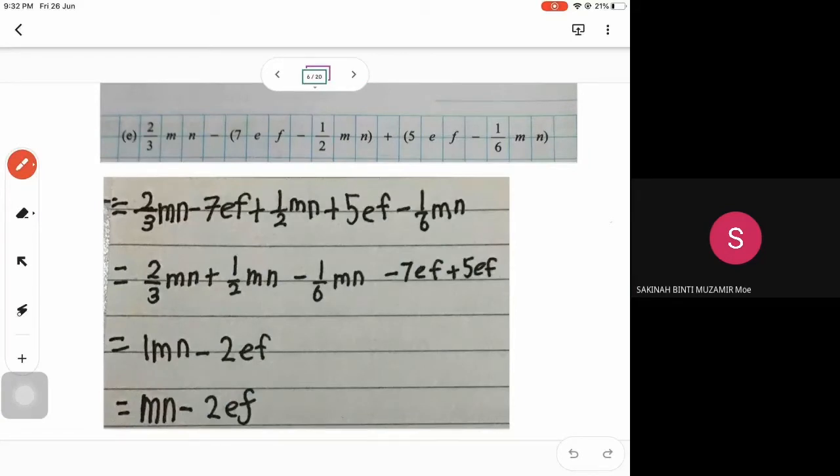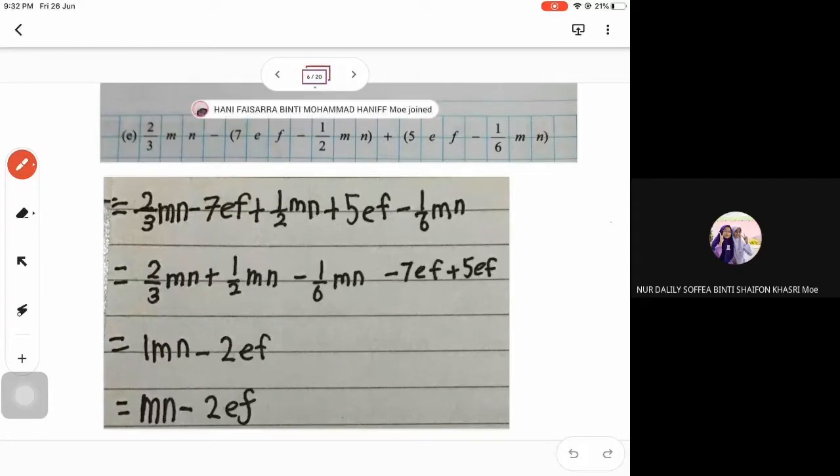This is done by Dalili. Okay, Dalili. First, I take off the bracket and then I group the like term. Okay, ni betul-betul. And then I calculate the answer. I get 1mn minus 2ef equals to mn minus 2ef.